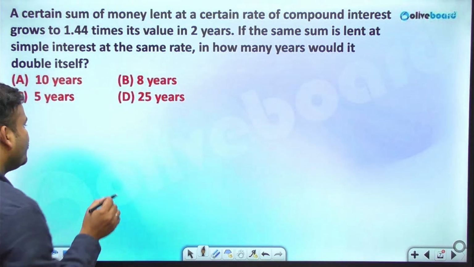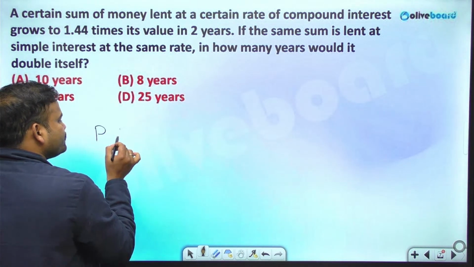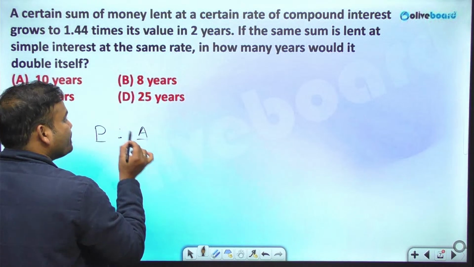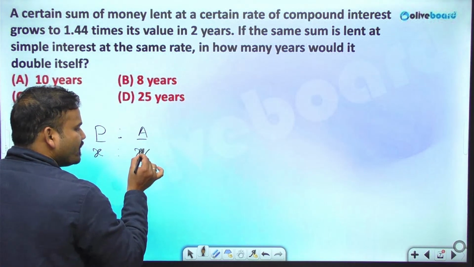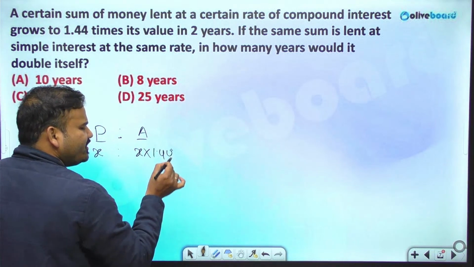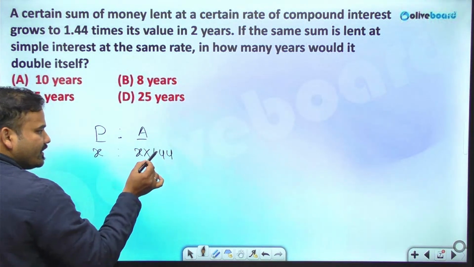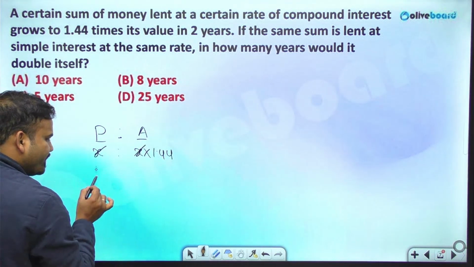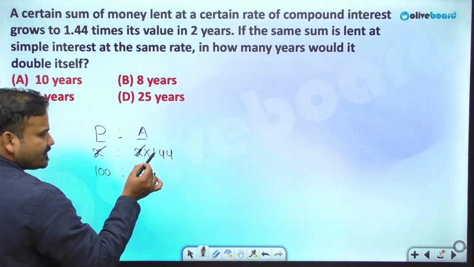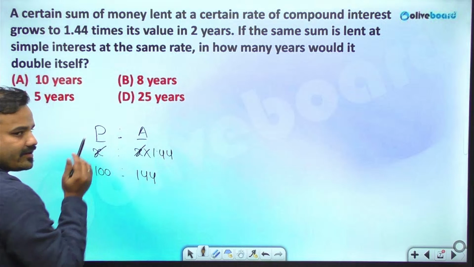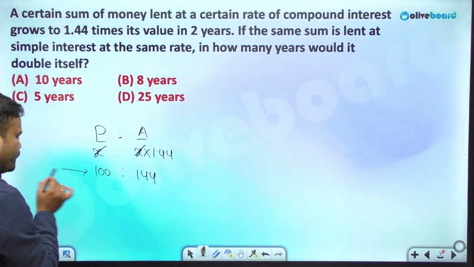So there is a particular sum which is becoming 1.44 times of itself. Let's say the principal is x, it is becoming x into 1.44 times in a span of 2 years. So we can just say the ratio will be 100 and 144, isn't it? If you eliminate this point, this 100 will come. So this is the ratio in 2 years.